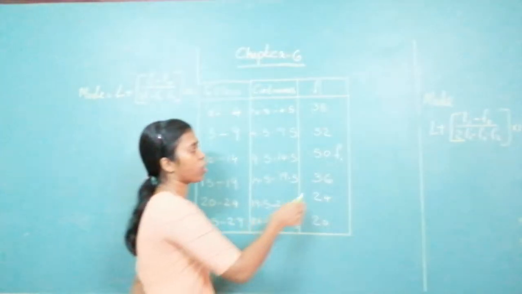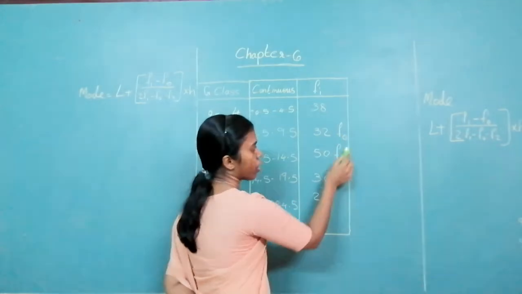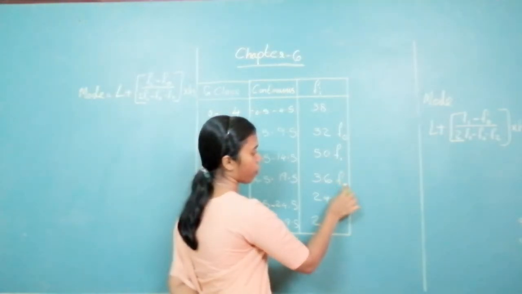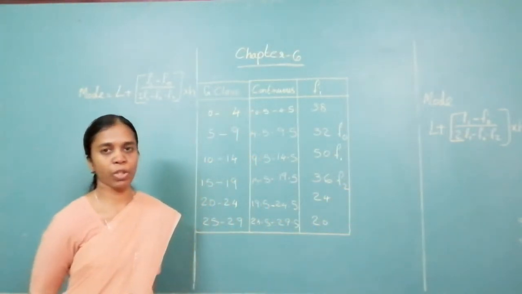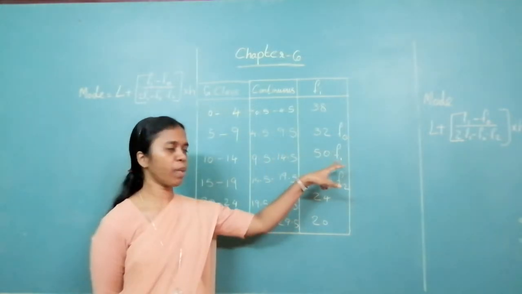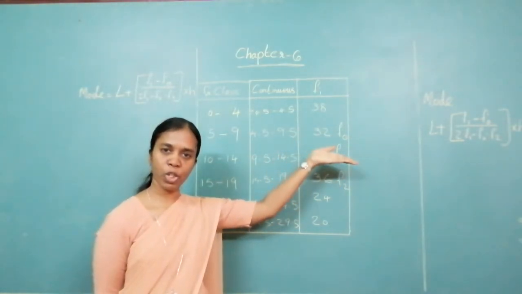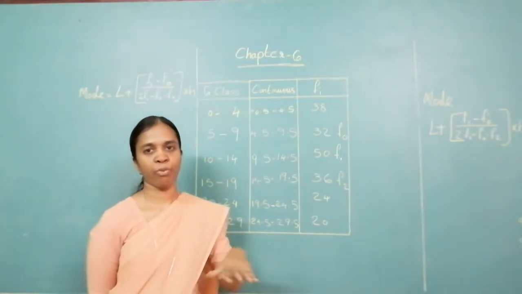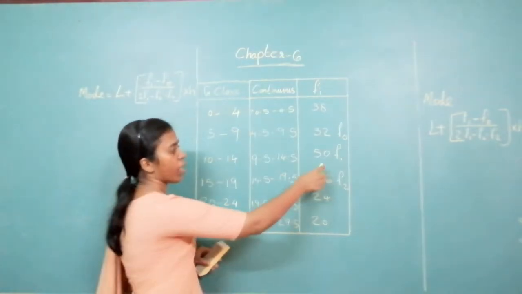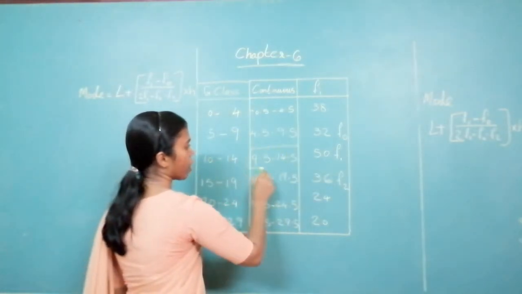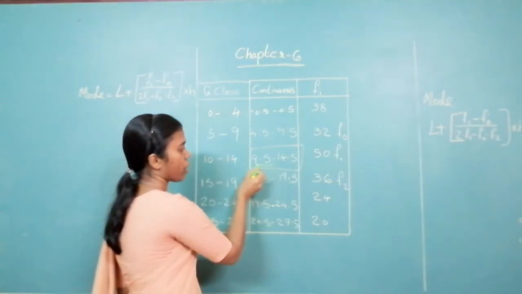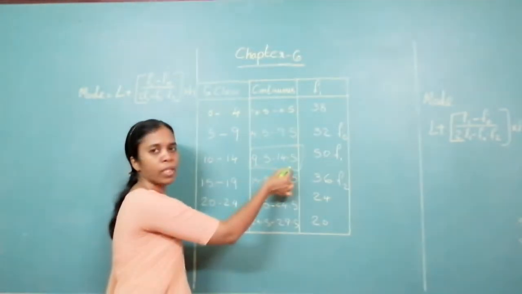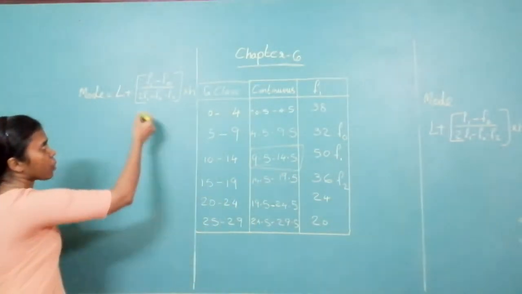One preceding that will be f0. You know that f0 comes before f1, and the one succeeding will be f2. That's it. This is how we choose it. The highest frequency will be f1, the one previous to that will be f0, and the one after that will be f2. Whichever is f1 will be the modal class, because we require the lower limit. Rest everything you know, the class width is the difference between the upper limit and the lower limit. Directly substitute in the formula.